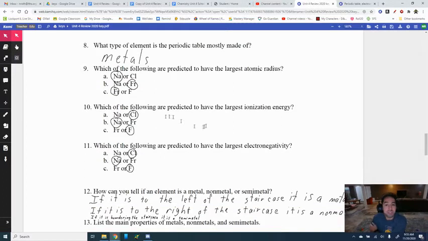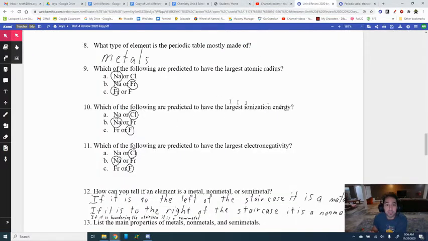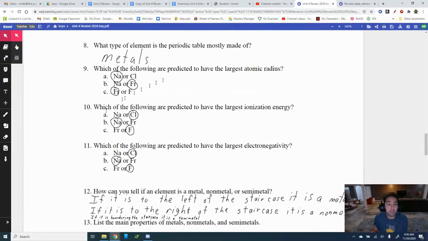Next, which of the following are predicted to have largest ionization energy? So we're looking at all of the same elements. So Na or Cl, Na is right here, Cl is right here. As we go to the right of the periodic table, ionization energy increases. So that means Cl is going to have a larger ionization energy. Okay, Na and Fr, right here and right here. Fr is lower on the periodic table. As we go down the periodic table, ionization energy decreases. So Na will have the higher ionization energy.